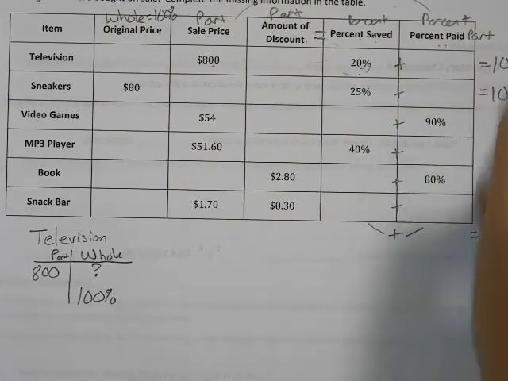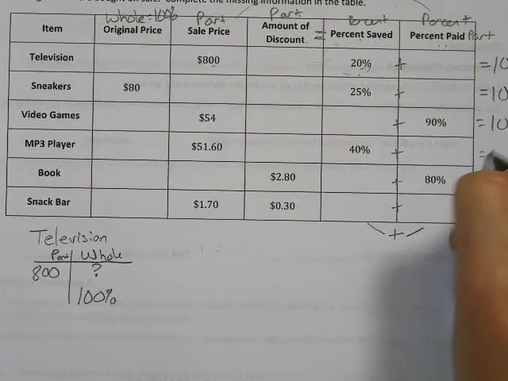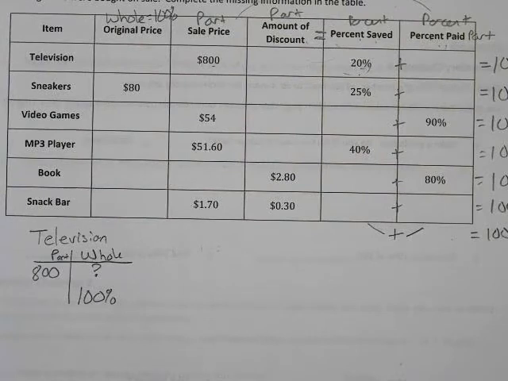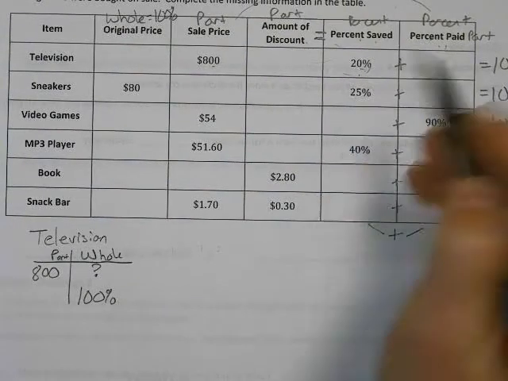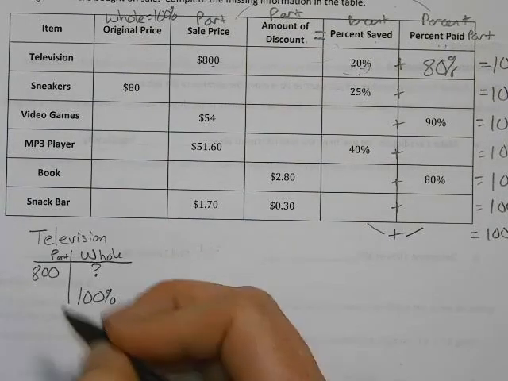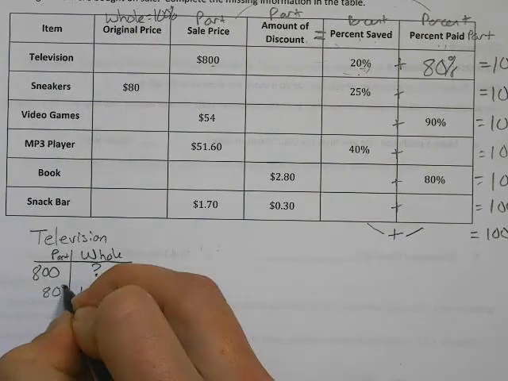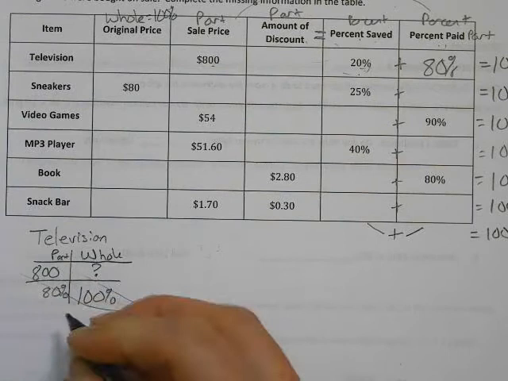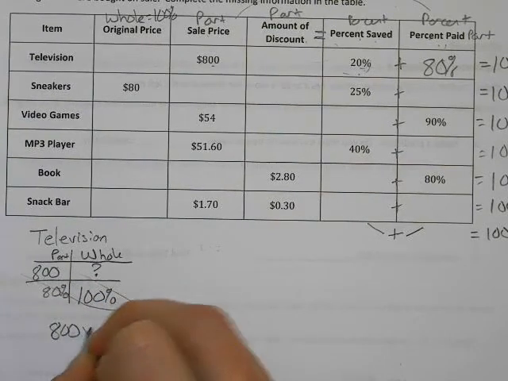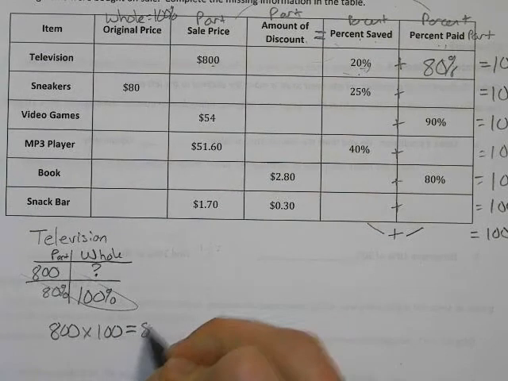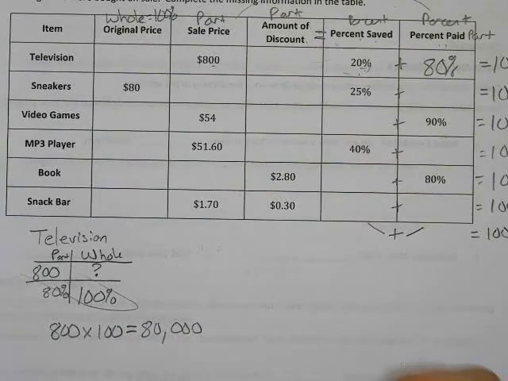So when you're looking for that missing percent, all you have to do is see what are the two parts that equal 100. So this is 20%, then I know that this has to be 80% that she paid. And so that means that the part will be 80%, that is the 800. So now I just have to do my math. That's 800 times 100 gives me 80,000.